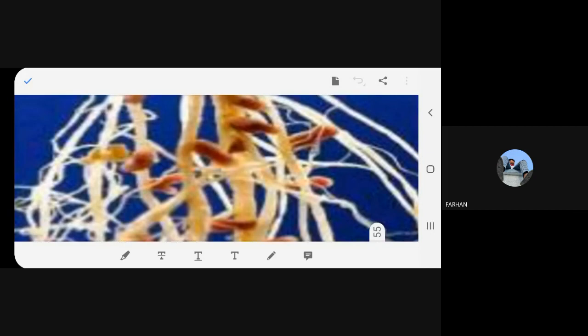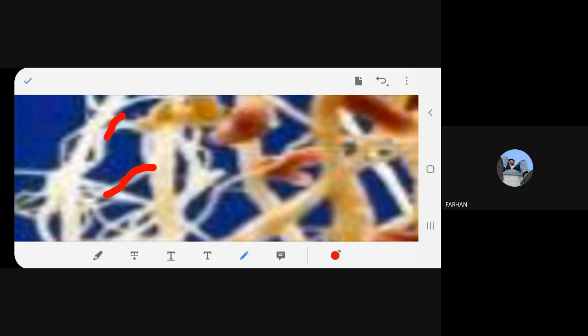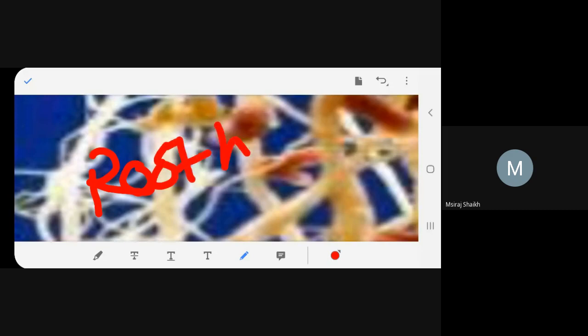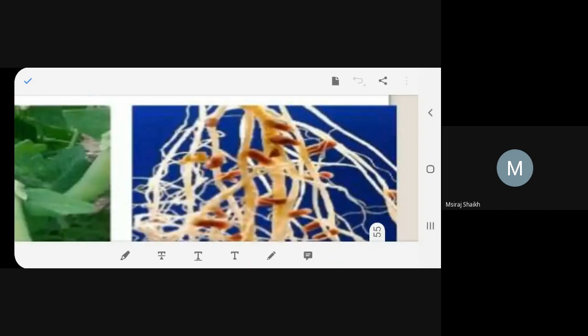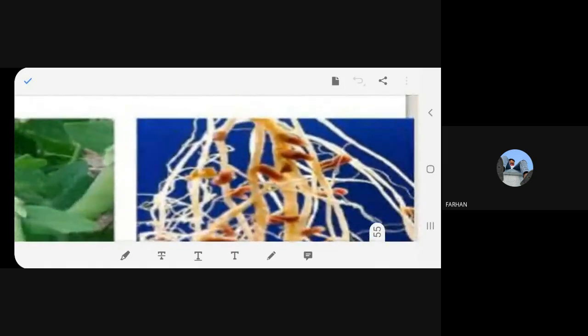And you can see these ones. What are these, beta? These ones. What are these? Yes, they are root hairs. Is it clear? See, all these are root hairs. Can you see this? These ones, the faint ones, very fine ones, all these are root hairs. The thick ones are roots. Hope the things are very clear.